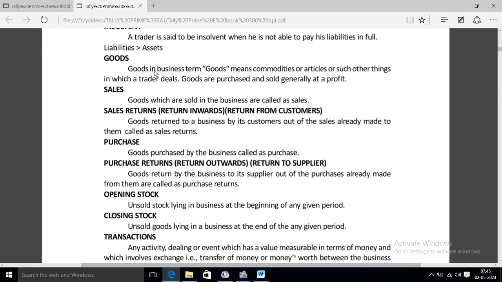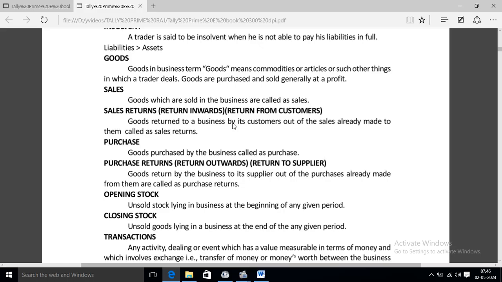Goods. In business terms, goods means commodities or articles or such other things in which a trader deals. Goods are purchased and sold generally at a profit. What do you mean by sales? Goods which are sold in the business are called sales. What do you mean by sales returns? Return inwards, return from the customers. Goods returned to a business by its customer out of sales already made to them are called sales returns. It may be for any reason.